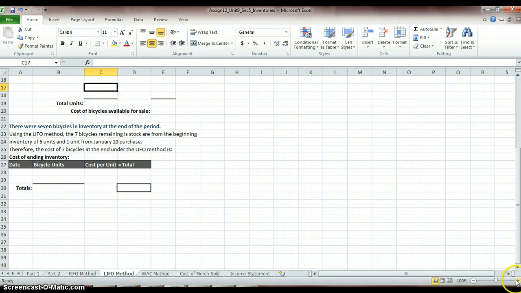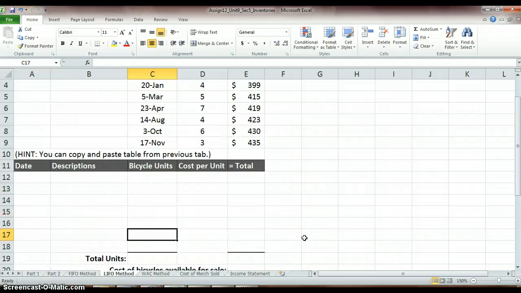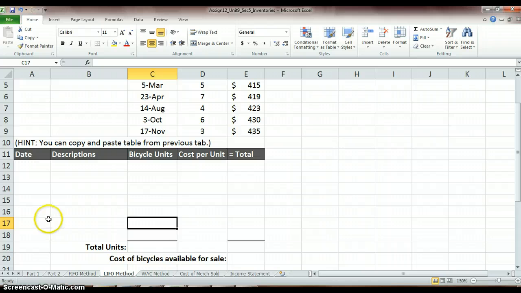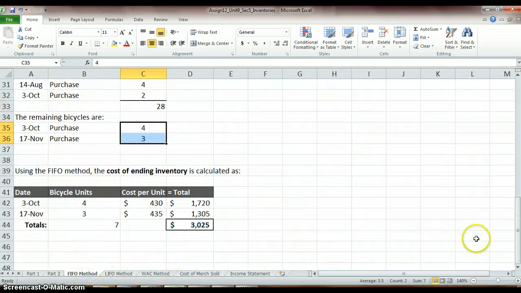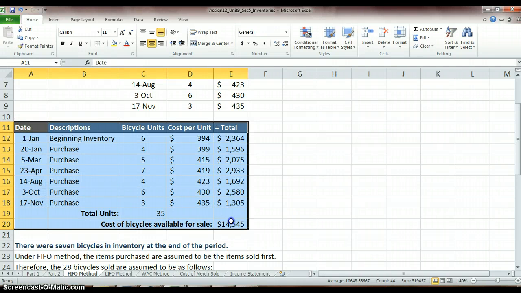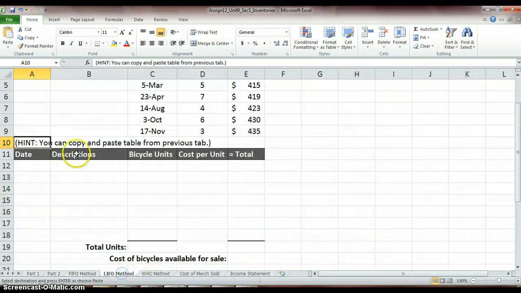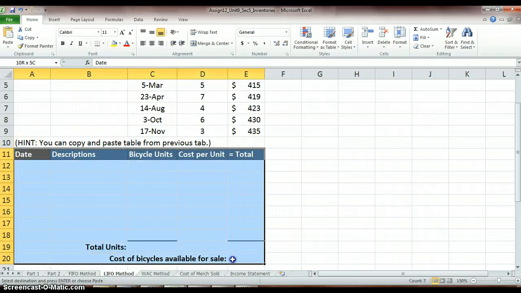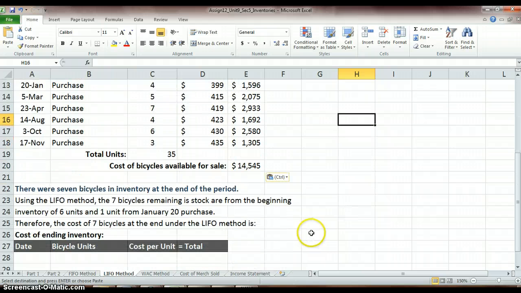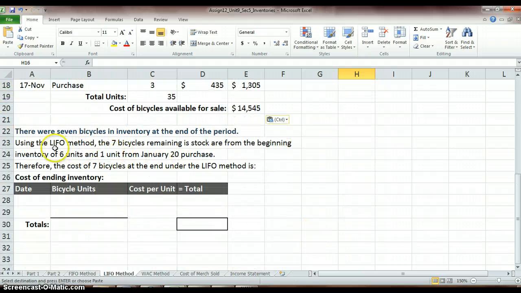Okay, and then in the LIFO method, we're doing last in, first out. So the same thing here. So I put this in here. You can just copy and paste. I wanted you to have a full table on each of these pages. We can just copy from our FIFO page to put into our LIFO page. Those are the same amounts. And so now we're figuring out, we still have those 7 bicycles left over.